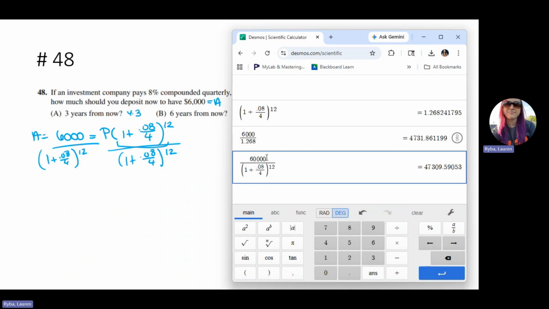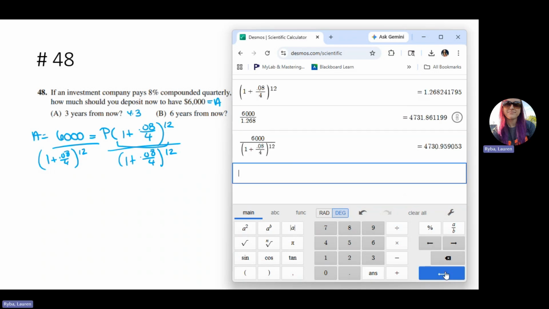6,000. There we go. So when I rounded it, I ended up with $4,731.86. When I didn't round, I had $4,730.96. So in the end, was I off by like $1? Okay, that's because I rounded. Will it work in the answer? Yes, it'll be fine. It's not going to mark you wrong for being off because you chose to do this part, rounded it, and then divide it.